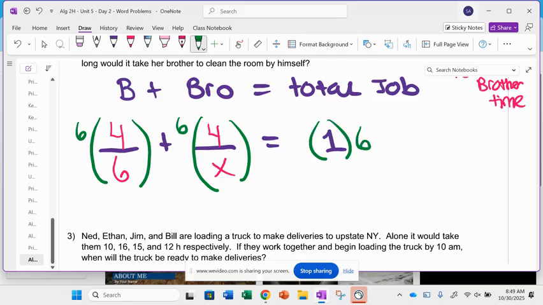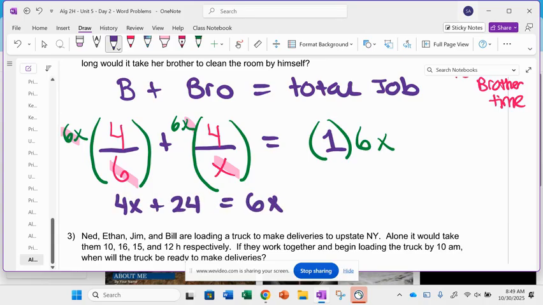Oh, sorry, not 6. 6 what? 6x, you got it. So here the 6's cancel. Here the x's cancel. So we're going to be left with 4x plus 24 equals 6x. So when we solve this, we are going to get 24 equals 2x, so x will equal 12.